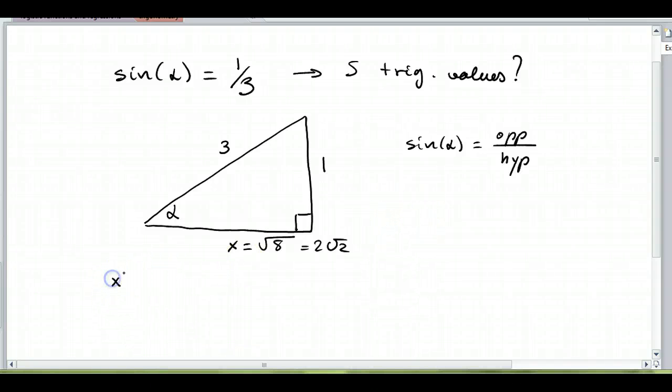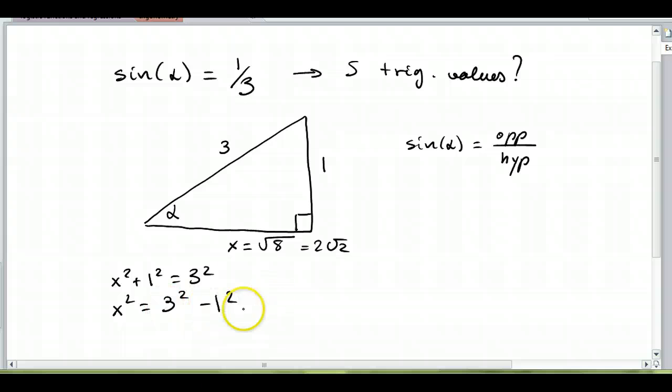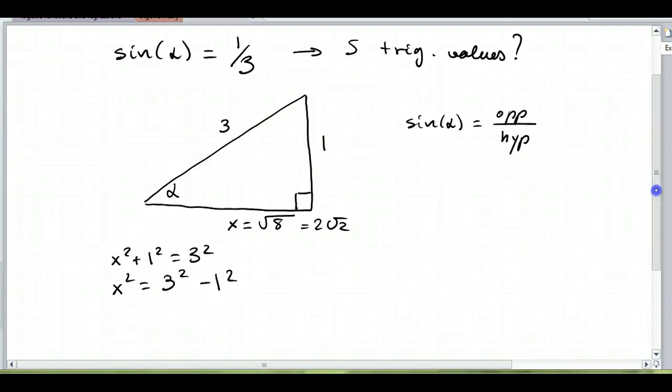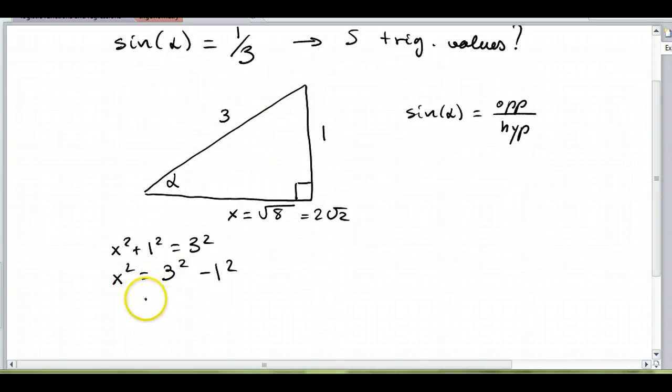So you write x squared plus 1 squared equals 3 squared. And so you see what I saw right away in my head: 3 squared minus 1 squared. When I'm looking for one of the 2 legs, I'll square the hypotenuse and subtract the square of the other leg, basically. But anyway, take your time if you're not sure. So it's the square root of 8, which is 2 root 2.